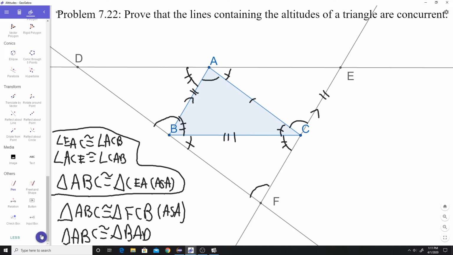Wonderful. Now let's start to clear up the diagram a little bit. Don't need this. Don't need this.